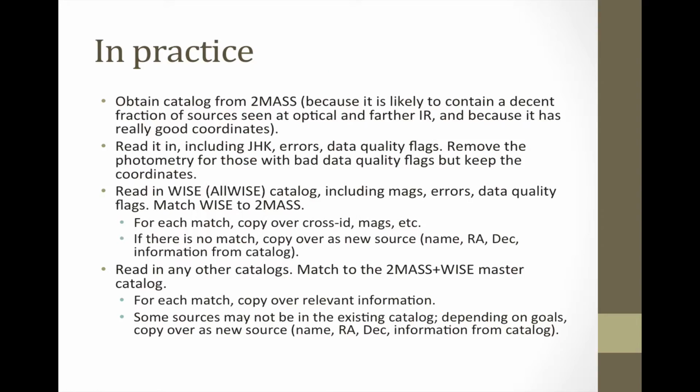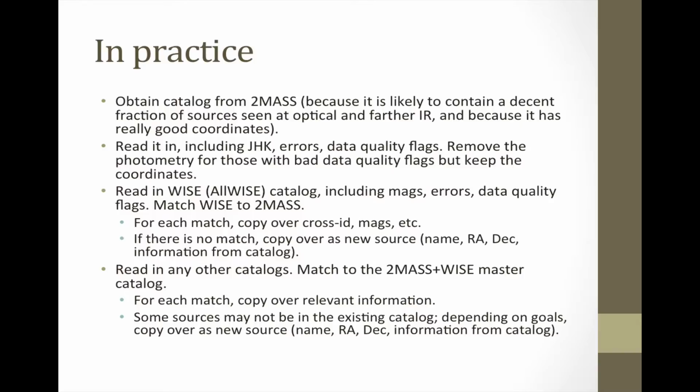So in practice, you need to obtain the catalog first. At least for me, I obtain a catalog first from 2MASS because it's in the near infrared, it has a decent number of sources that are seen both at optical and farther infrared, and so it works really well to provide an anchor for both shorter and longer wavelengths. And 2MASS, because it's over the whole sky, has really good coordinates. So I read it in, including not just the J, H, and K magnitudes, but the uncertainties in those, the data quality flags. I get rid of the photometry for those that have bad data quality flags, but I keep the coordinates.